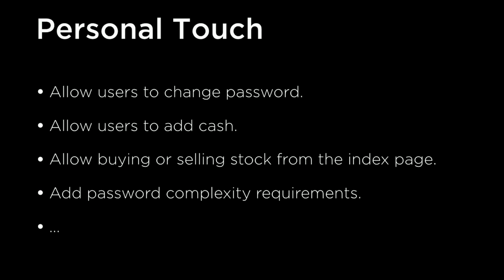Once you've done that, you'll have a working CS50 Finance, and the last step is just to add a little bit of a personal touch, some additional feature of your choosing. What you choose for the personal touch is entirely up to you, but possibilities include letting the user change their password, or add more cash to their account, or buy or sell stocks directly from the index page rather than needing to go to the buy page or the sell page, or adding password complexity requirements by making sure that passwords are a certain length or have a certain number of numbers or symbols or other characters, for example. And you can feel free to be creative here.